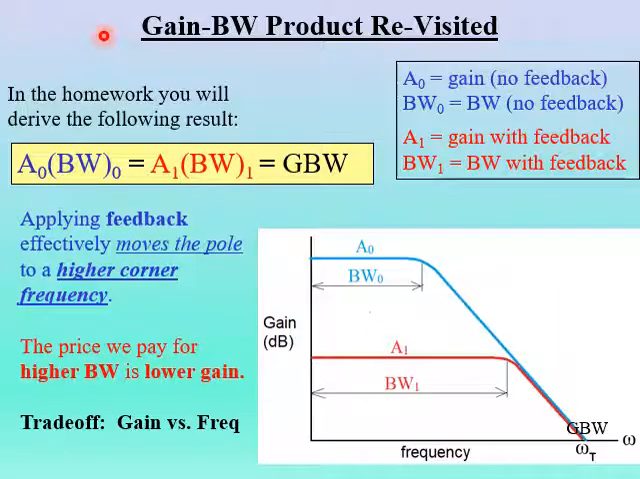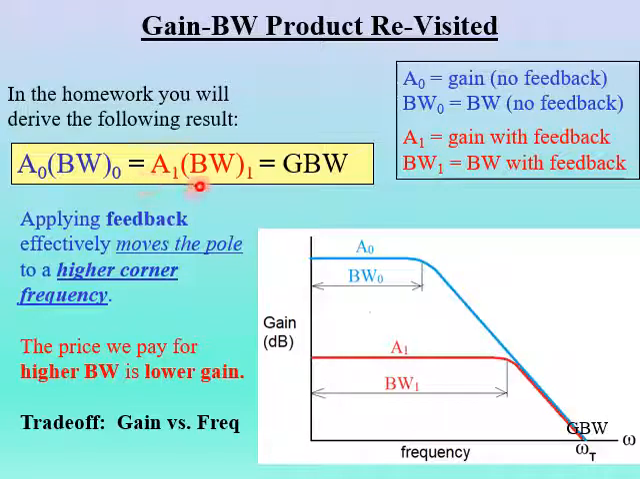Let's revisit this concept of the gain bandwidth product one more time. In the homework, you'll actually do the derivation for the following result. I'm not going to show it here, but a very fundamental property of the gain bandwidth product is that if we take the gain with no feedback, that's A naught, remember, or the DC gain, and multiply it by the bandwidth without any feedback, we'll call that BW sub naught, that gives us the gain bandwidth product.